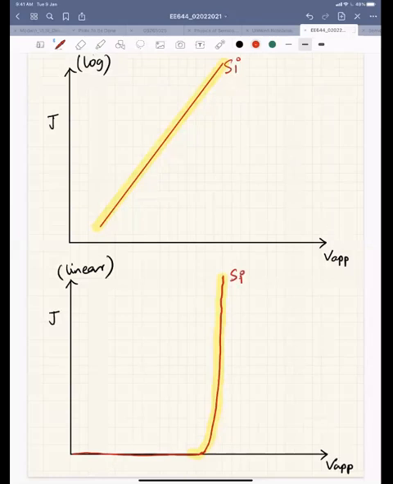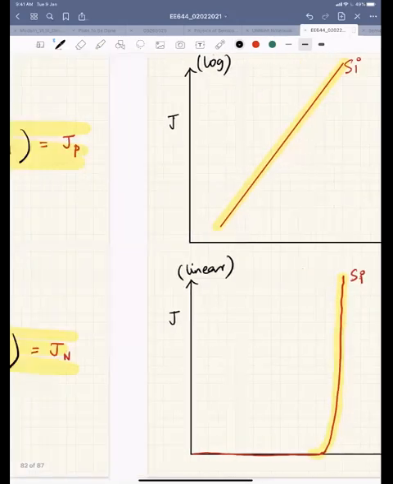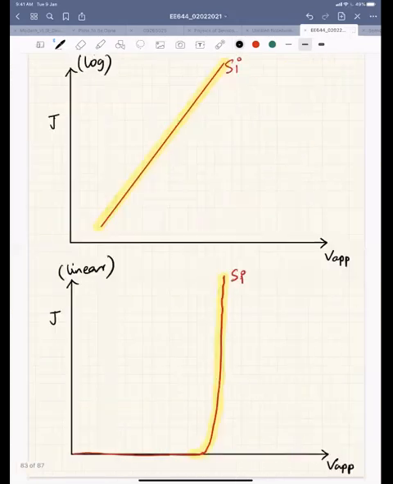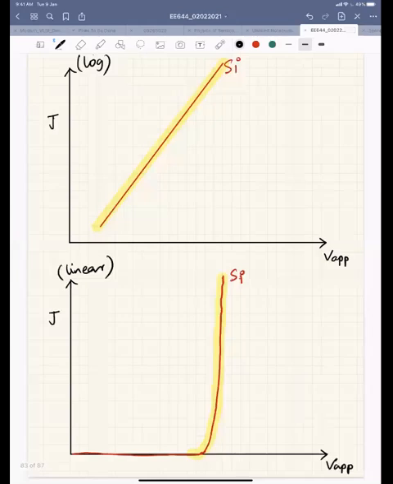If I want to do the same thing for the germanium case, because if you see the current equation, nothing will change. Let's say I have a germanium diode and the p side and n side are equivalently doped. The only thing changing here is Ni. So for germanium, I'll have high current. So this is for germanium, it will be like this.